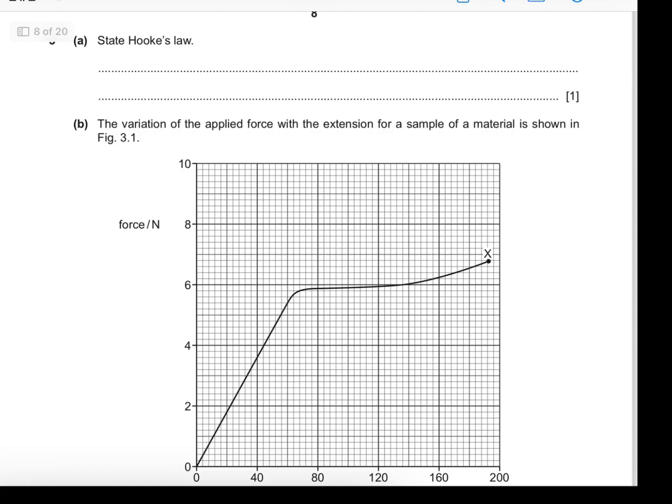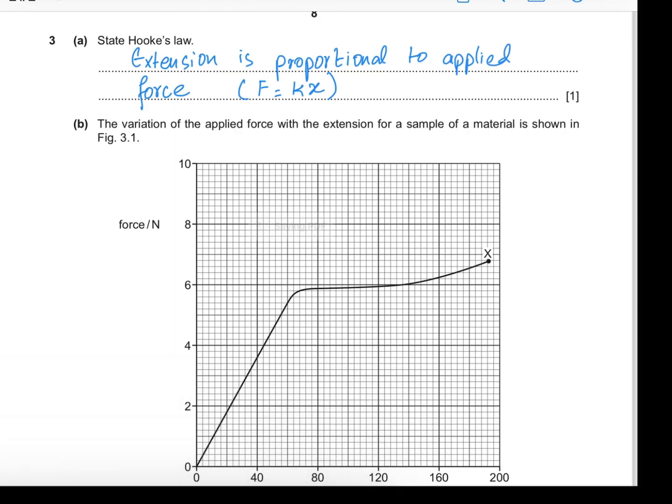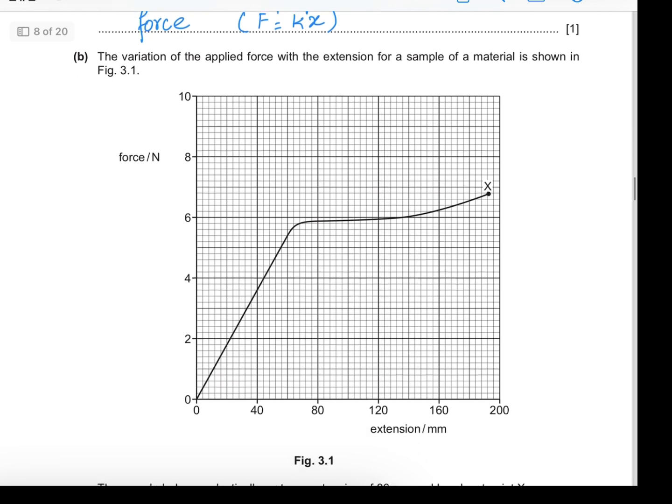Question 3a, state Hooke's law. According to Hooke's law, the extension is proportional to the applied force. This is concerned with objects that can be stretched or compressed. In terms of formula, F equals kx, where k is the spring constant, F is the applied force, and x is the extension.